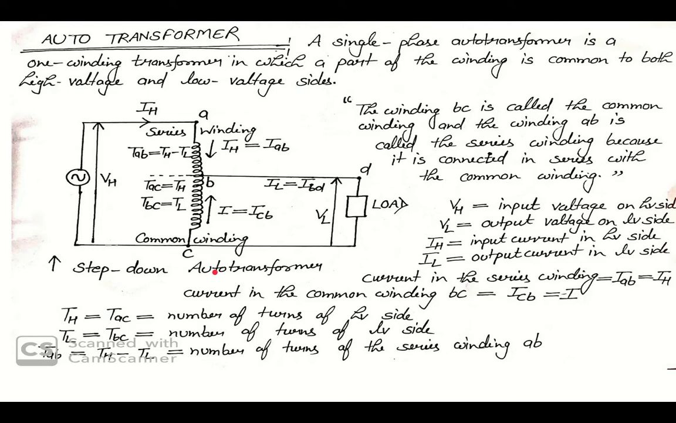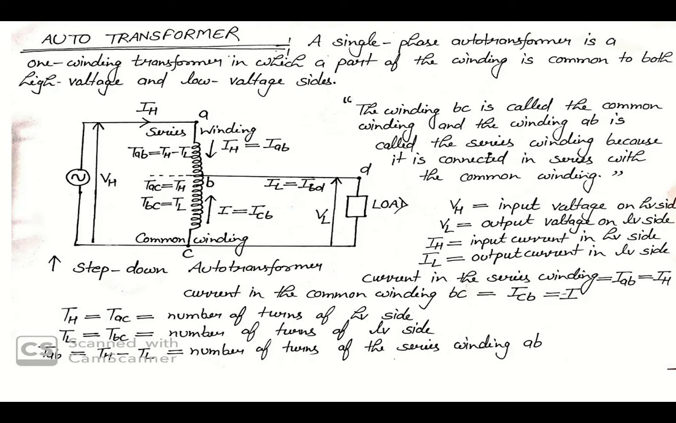The portion BC of the full winding ABC is common to both high voltage and low voltage sides. This winding BC is called the common winding, and the winding AB is called the series winding because it is connected in series with the common winding. A step down transformer is one in which the primary voltage is greater than the secondary voltage.